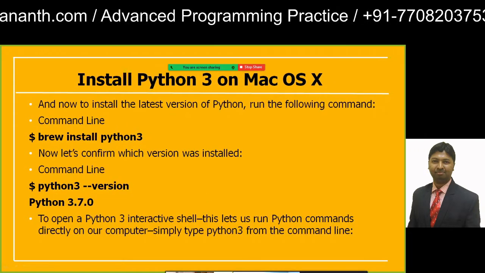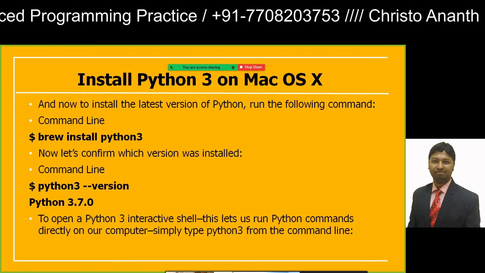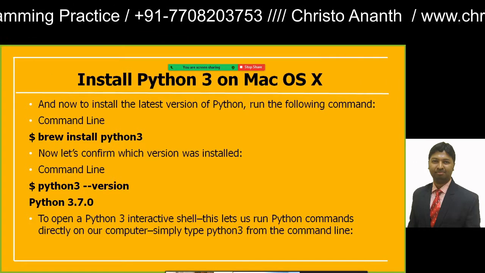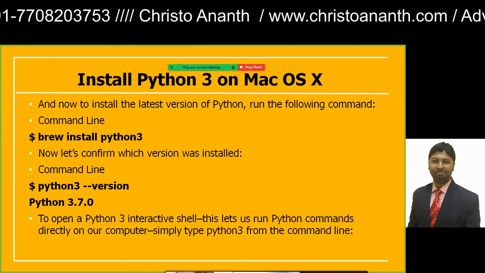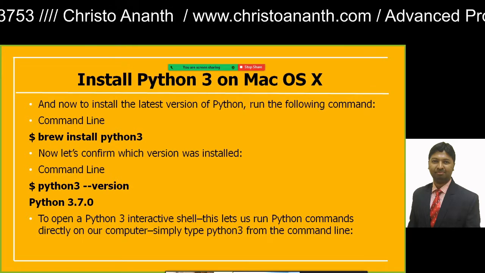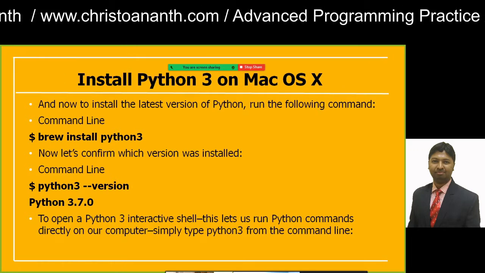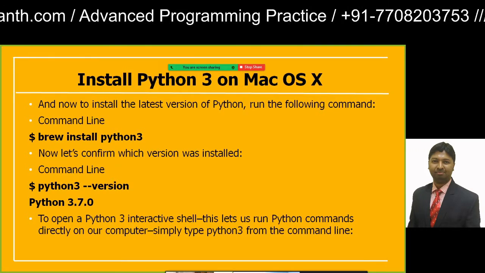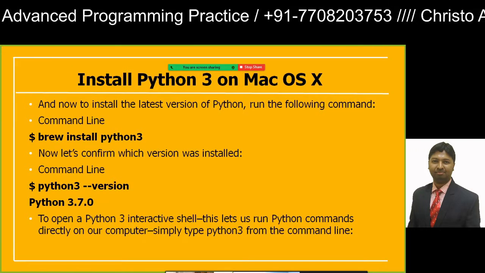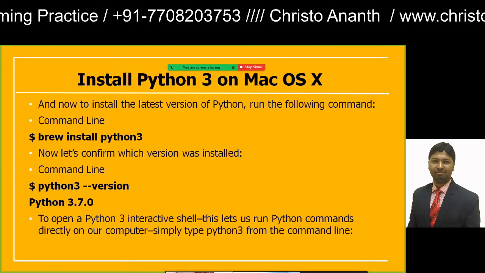In order to include the latest version of Python on Mac OS X, you are going to run $ brew install python3. You are not going to install Python alone, but Python 3. So brew install python3, and if you have to confirm, then you run $ python3 --version. Don't type python --version, but python3 --version. Then you will be getting Python 3.7.0 as the version.